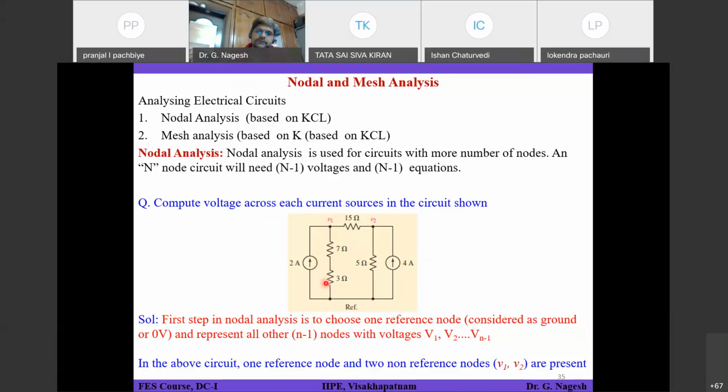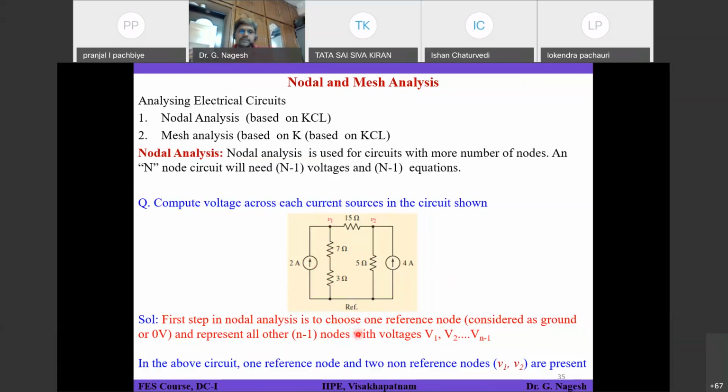If you consider that scenario, you have 2 nodes V1 and V2 and 1 reference node, so in total there are only 3 nodes. I can draw an equivalent circuit for this. Then you will observe that only 3 nodes are there. I have not drawn it here, but you can draw it and then do the solution.